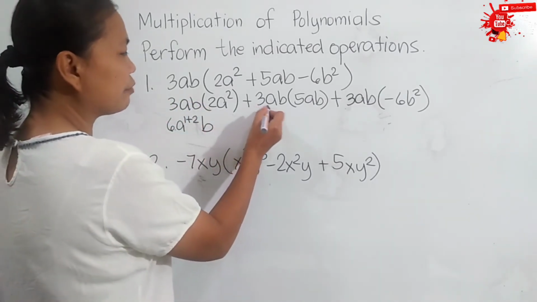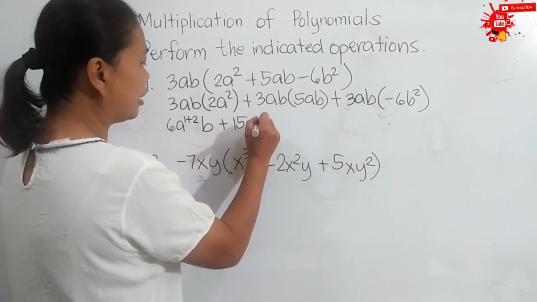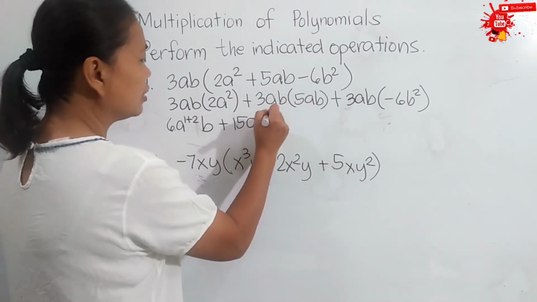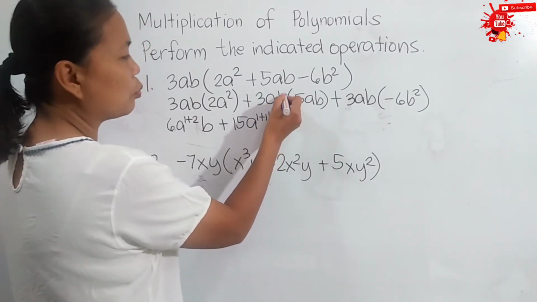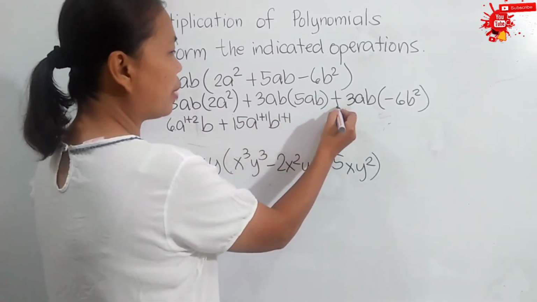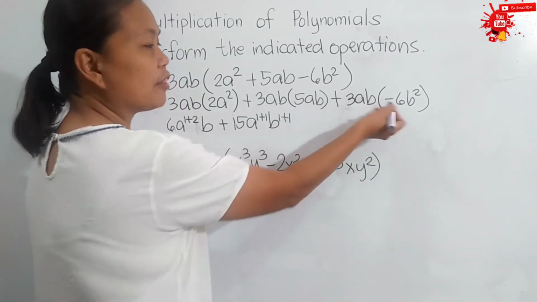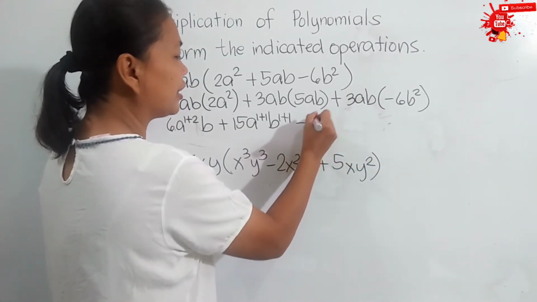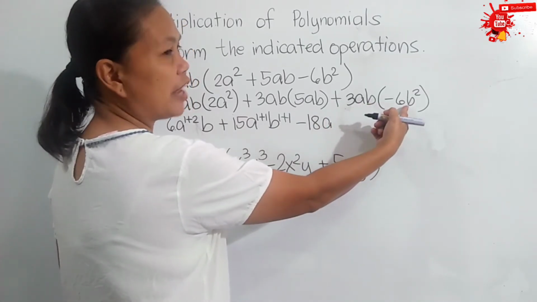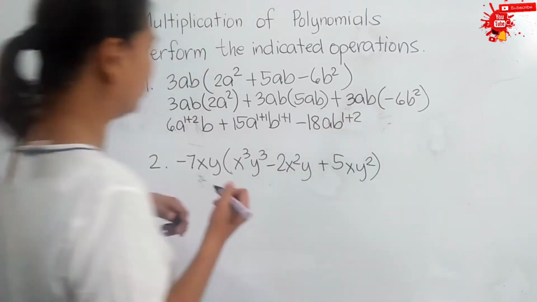Then positive 3 times positive 5. So we have positive 15. Then we have here a raised to 1 plus 1. Then b raised to 1 plus 1. Then we have here positive 3 times negative 6. So positive times negative, we have negative 18a. So we just copy a because we don't have a here. Then b raised to 1 plus 2.